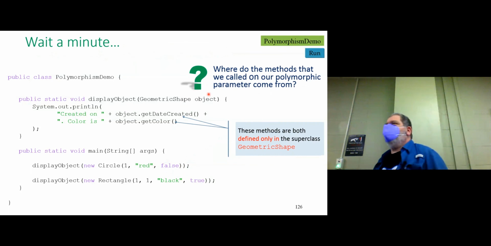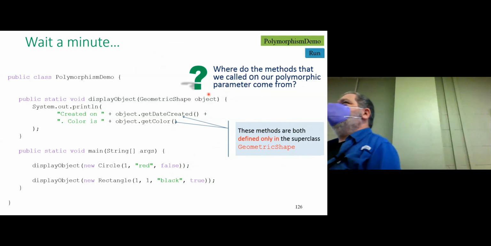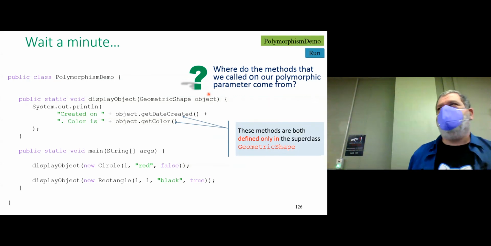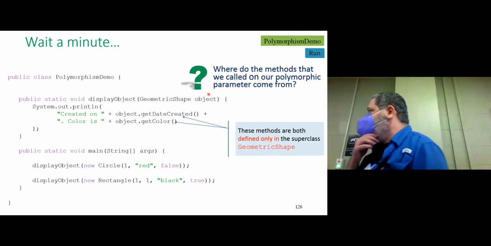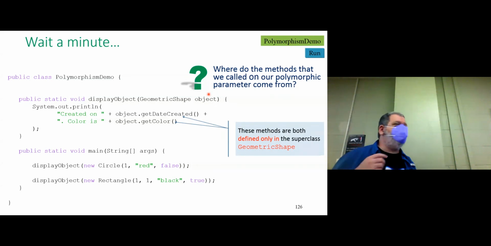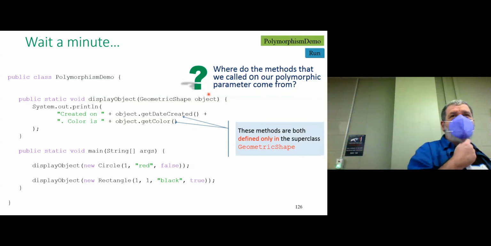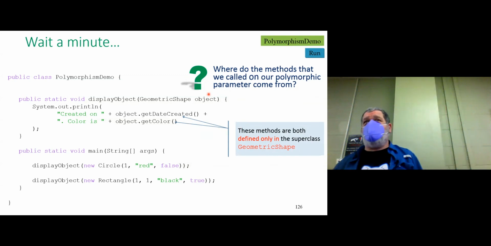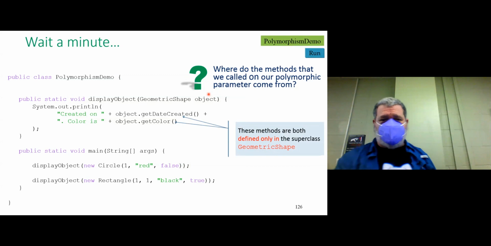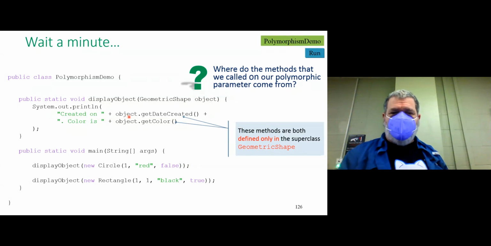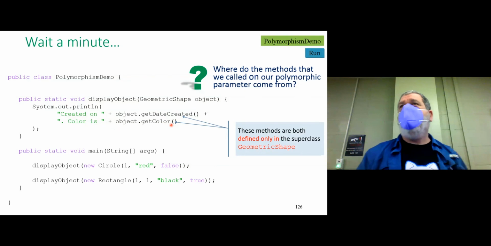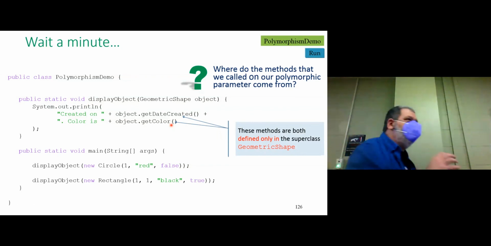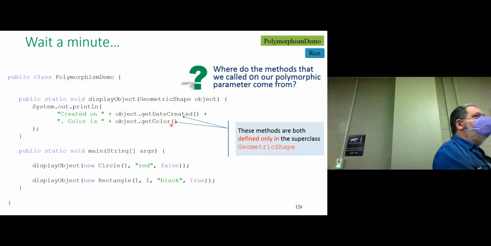Where do those methods come from? The geometric shape class? Yes, the geometric shape class. It's important because what you said here when you declared your polymorphic method is my method is going to work as long as you give me a geometric shape as parameter. And because we said that, the compiler is going to make us stick to our word. The compiler is going to check that every time we use the parameter object, like here, object.getDateCreated, object.getColor, those methods we are trying to call are actually defined in the class geometric shape.